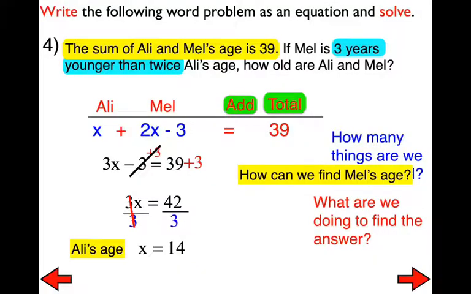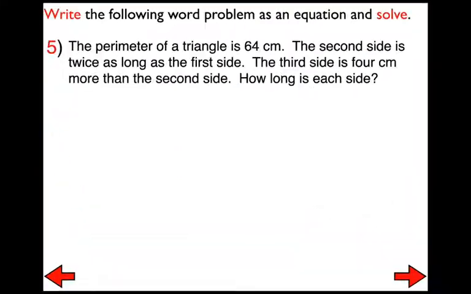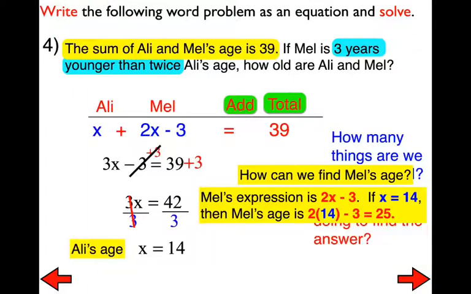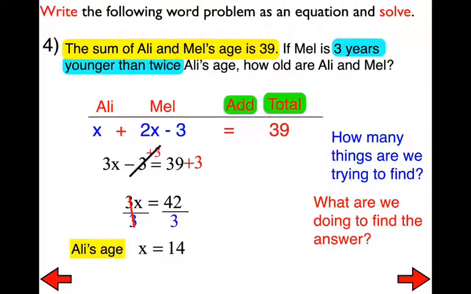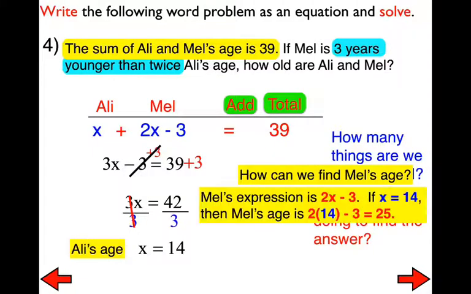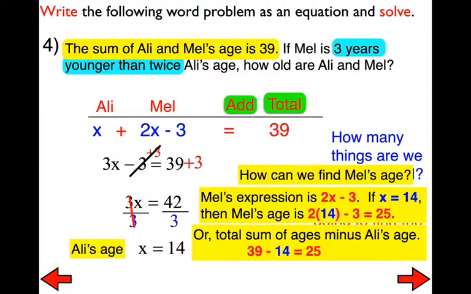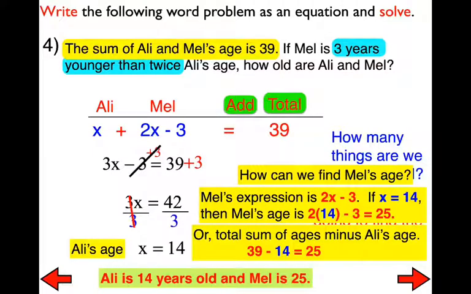And so that would make, and I didn't mean to go that quickly. Let me back up here. All right. So to find Mel's age, once again, you're going to substitute or replace x with what it is, which is 14. So we have 2 times 14 minus 3, and that would be 25. So that means Allie is 14, Mel is 25. We can see that when we add those two together, we do get 39 years of age. Okay? Make sure you've written down everything for this particular problem.